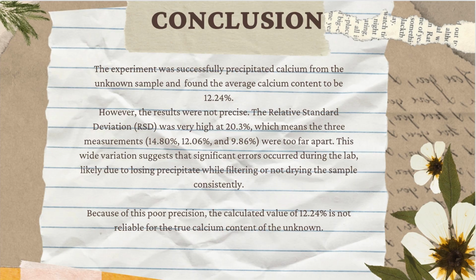The experiment was successful as we found the average calcium content to be 12.24%. However, the results were not precise as the RSD was very high at 20.3%, which indicates all 3 measurements were far apart. This suggests errors occurring during the lab, such as filtering and not drying the sample consistently. Hence, the calculated value of 12.24% is not really reliable.